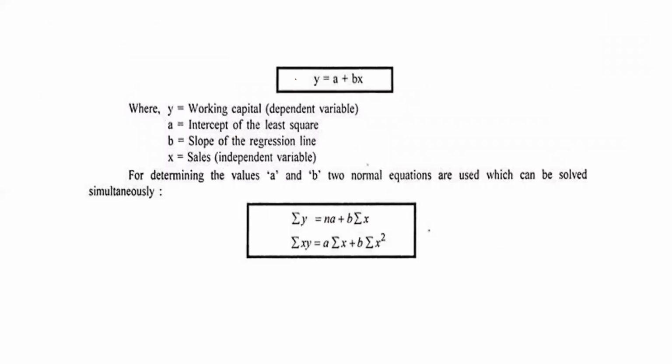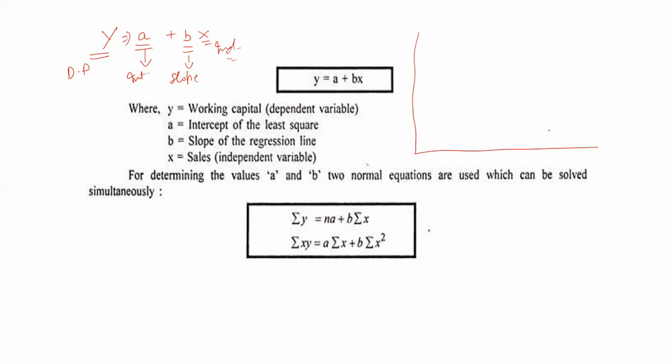So this is just an equation of that. Here the variable y stands for the working capital, and this is the dependent variable. This is the intercept of the equation, and this beta is the slope. And this is the value of your sales, which is the independent variable. I hope you have the basic knowledge regarding regression. If you ask me, I'm going to explain that.